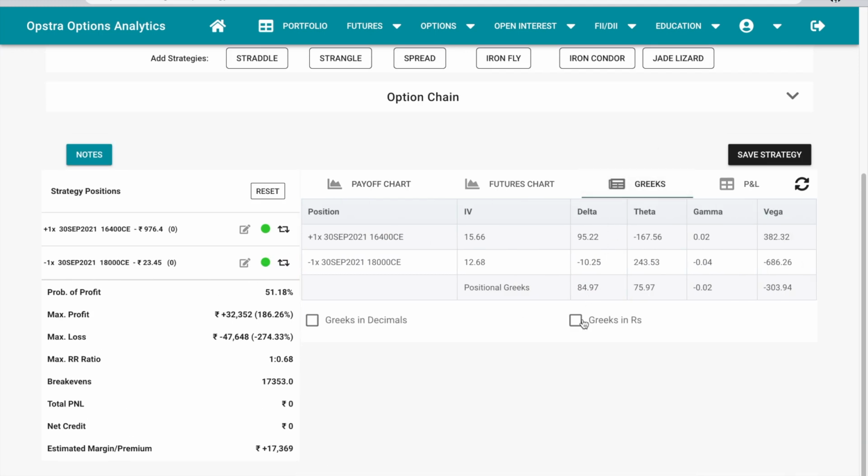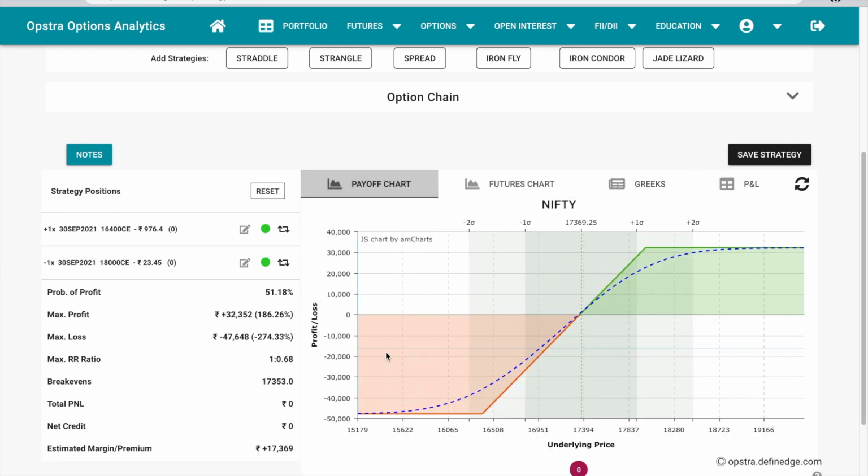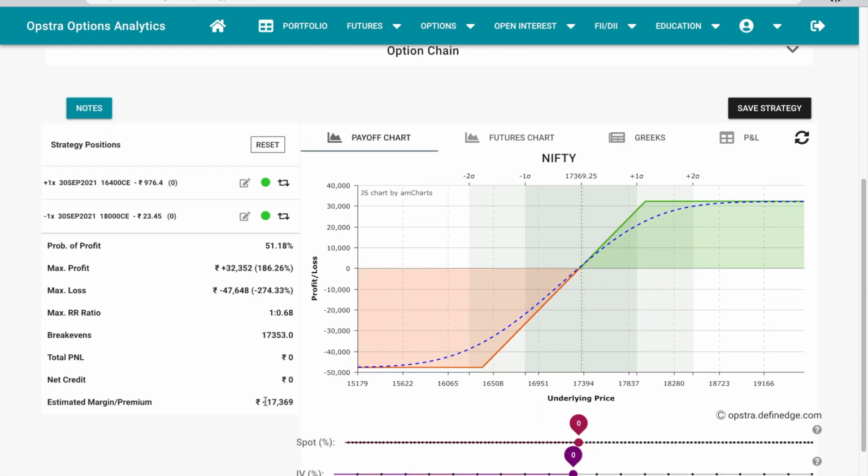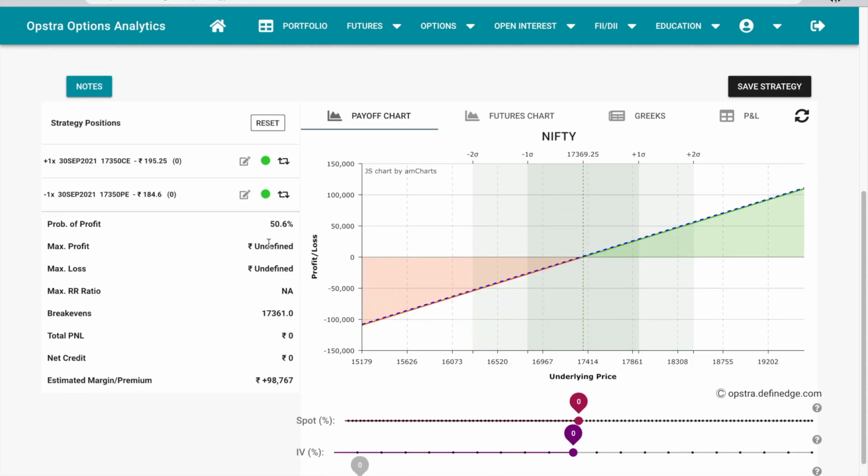Here you can see the delta is almost 80, that is 84.97. I will show you the benefit of this. The premium that you are paying is just 17,369, and hence your max profit is again the 32,000, but here the percentage is 186.26. So let's just sell a call in here to check the max profit percentage and probability.